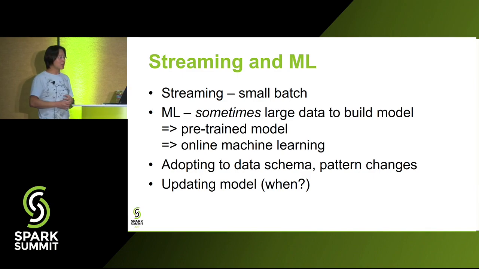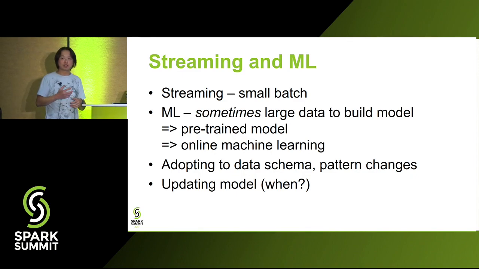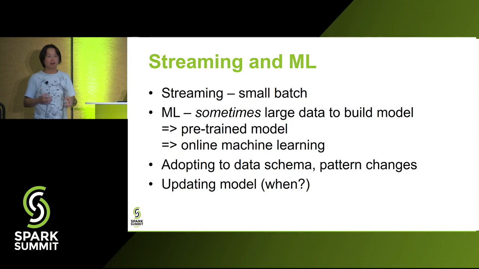The other thing you need to be aware of, mostly around streaming, is how do you adapt to data schema changes? If you have a data stream that's continuous on a 24/7 basis, sometimes it changes, so you need to be aware of that. And sometimes the behavior or the pattern of the data itself changes, so the model might not work anymore. And that brings us to the last part, which is that sometimes you need to update a model.